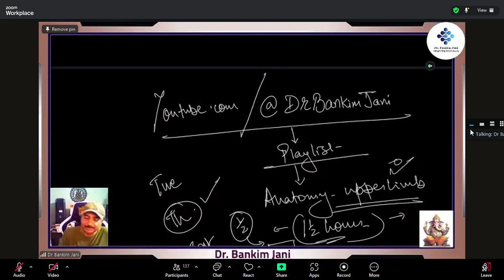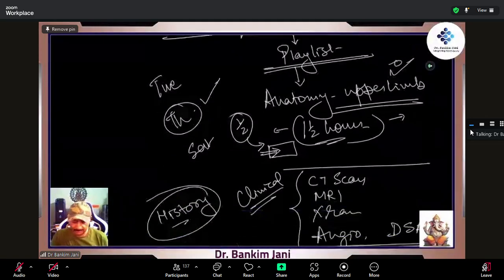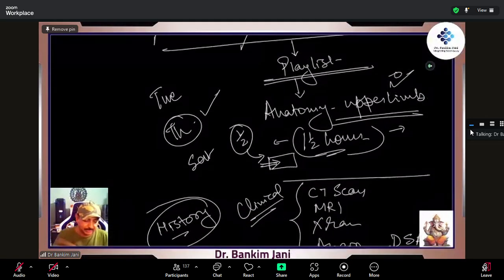So after the playlist, this is what I said: there is a playlist called Upper Limb, and there are lectures over there. So you have to watch those lectures in advance. Say, for example, we'll be meeting on Thursday. On Thursday, we'll be taking the first lecture of upper limb, so you have to watch upper limb lecture 1, which would be of the duration of 1.5 hours. So just go through that.